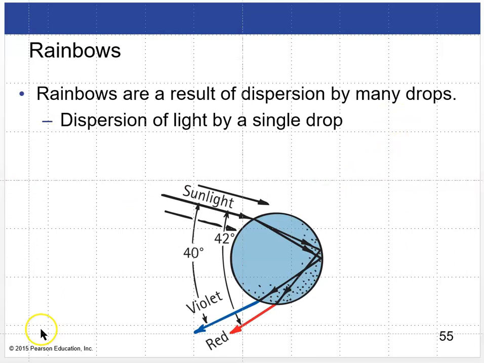Rainbows are a result of dispersion by many drops. This is an example of dispersion of light by a single drop. Sunlight comes in, hits this change in media. The light will slow down as it enters a more dense media, but it slows down in different amounts for different wavelengths of light. It starts to disperse here, and it bounces off the back of the drop, comes over here, encounters another change in media, and bends again, a different amount. And notice that the violet light will disperse a different amount than the red light will. So it's basically been separated or dispersed.